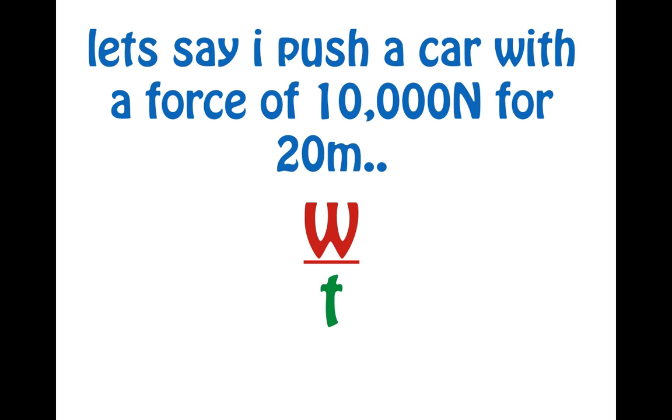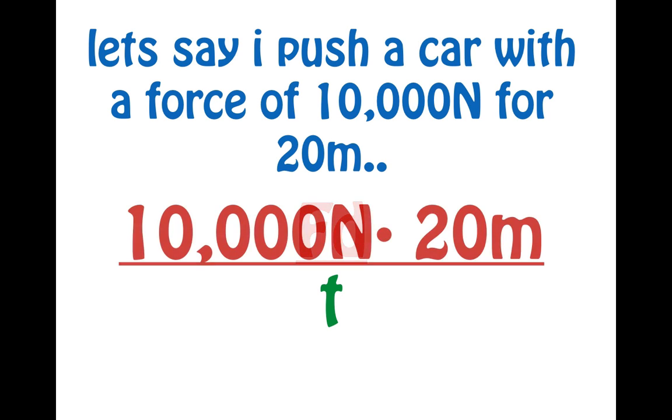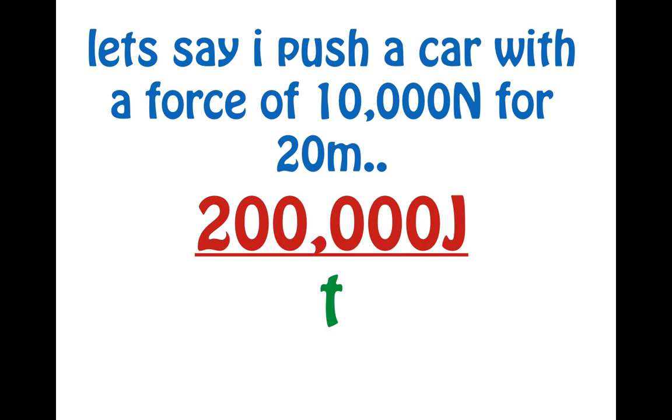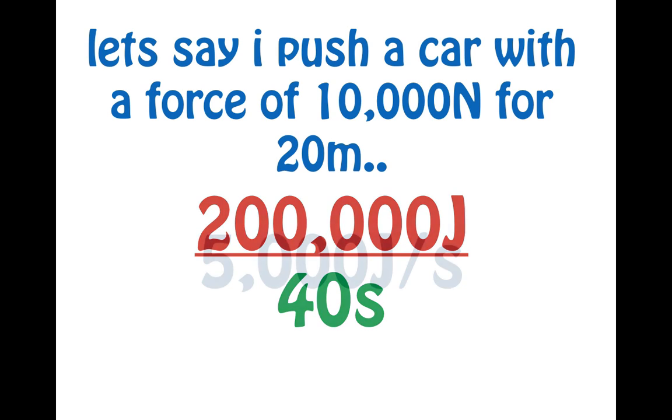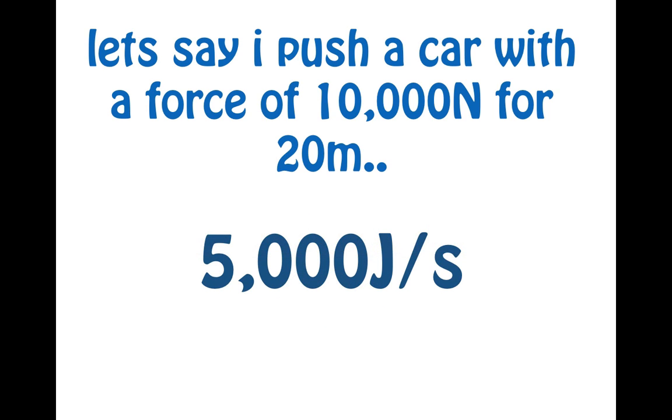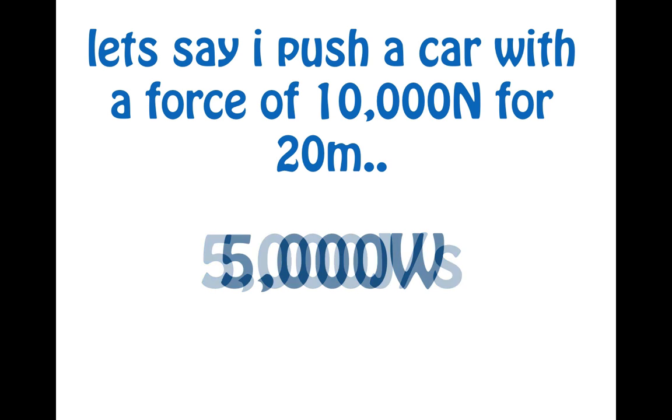So let's say I push a car with a force of 10,000 newtons for 20 meters. I'm applying an amount of work, force times distance, and let's say I do that over a specific time. So my force, which is 10,000, times my distance is 200,000 joules. Remember, the unit for work is joules. And let's say I do this over 40 seconds. So how much power am I applying? That's 200,000 divided by 40, which is 5,000 joules per second. The unit for power is watts, with a capital W. So I've done 5,000 watts of power.